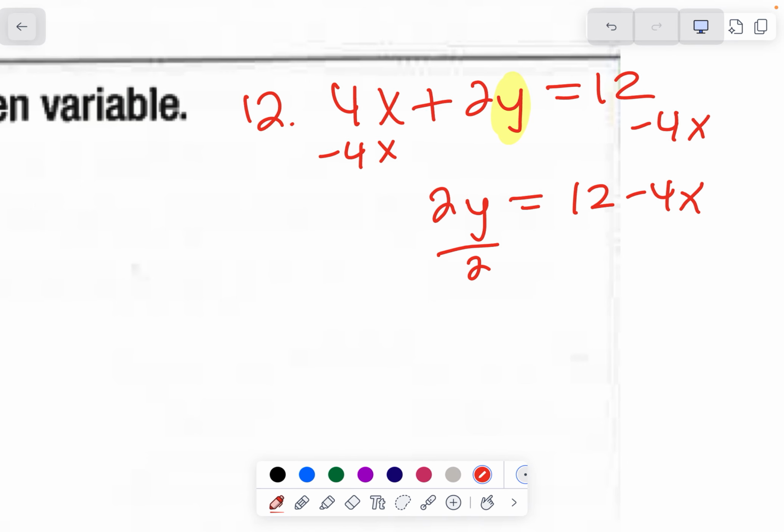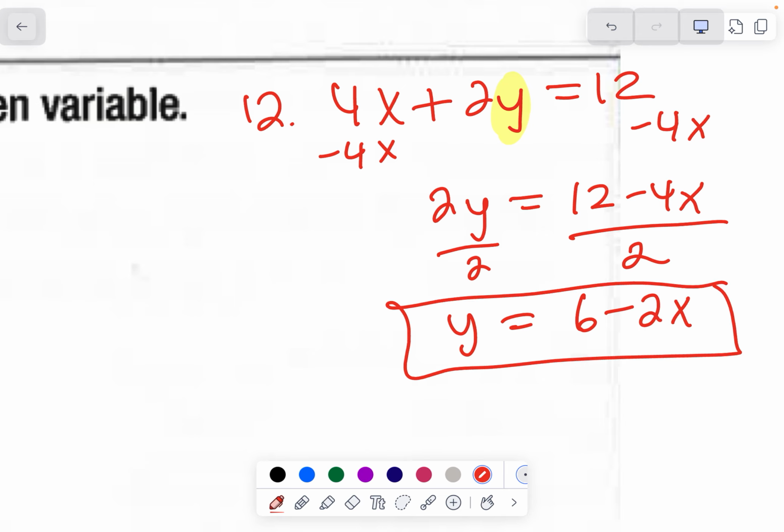Now, you can divide each one of those pieces by 2. That's going to work as long as you do it to every term. So you would get 6 minus 2x. So you'll notice the y equals. That's what you want to shoot for when you do a problem like this.